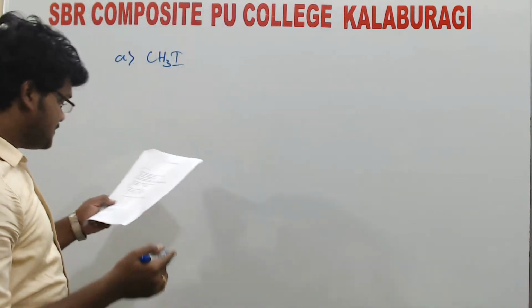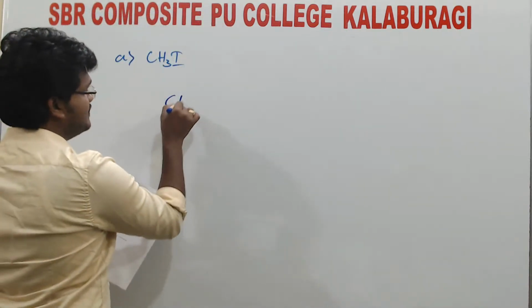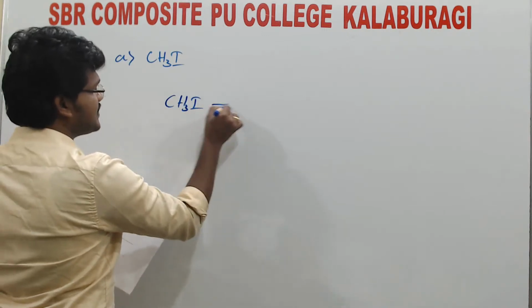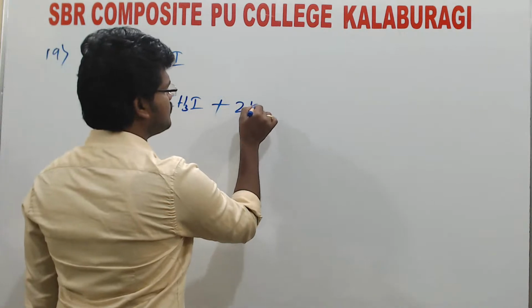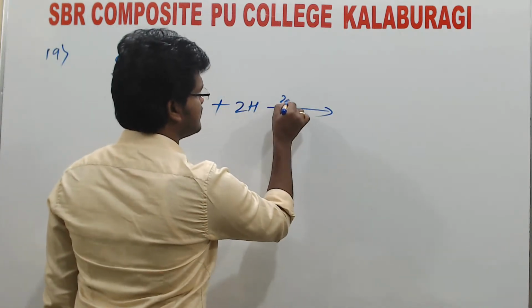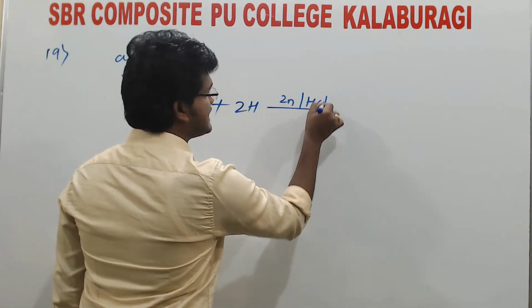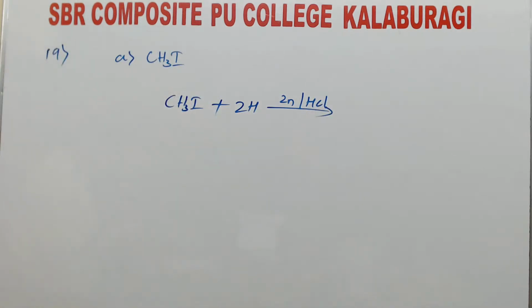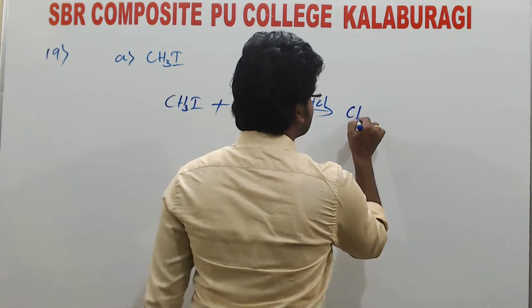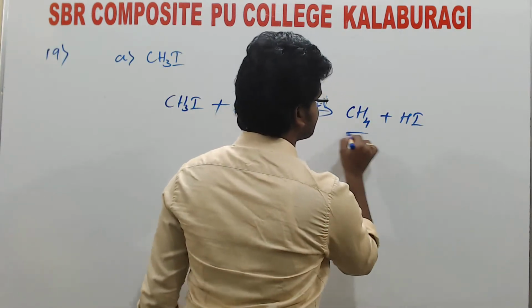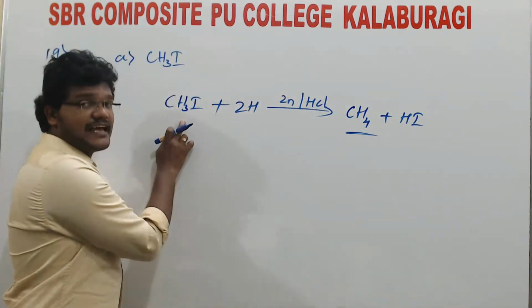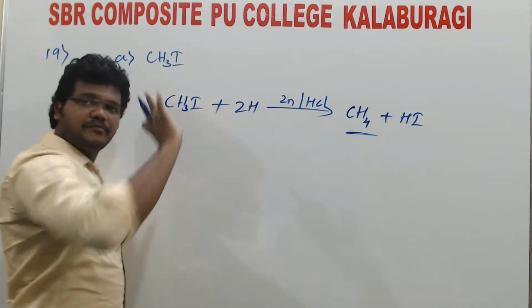So let's see. Suppose I'm having methyl iodide, CH3I, I can go for reduction in presence of a reducing agent, so that I can get methane plus HI, hydrogen iodide. So by using methyl iodide in a single step, I can prepare methane.